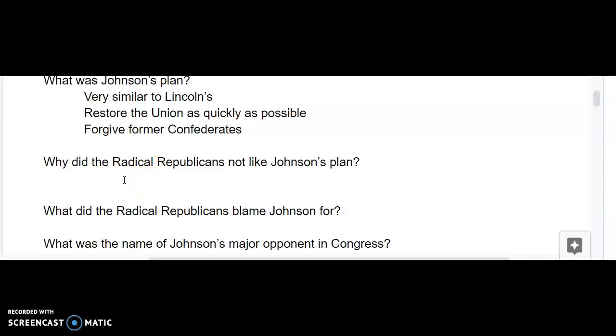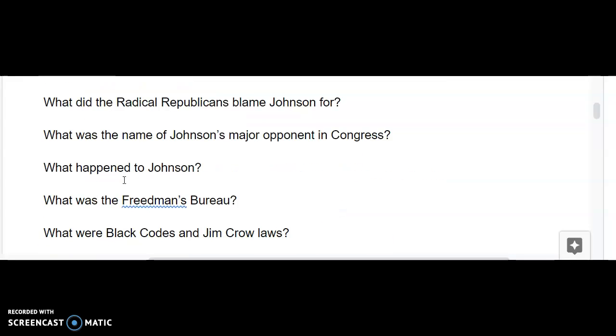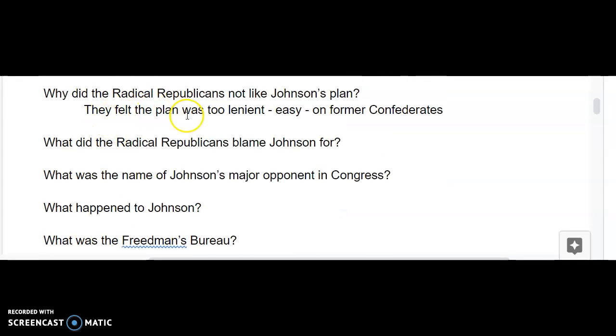Okay? So the radical Republicans did not like Johnson's plan because they felt the plan was too lenient or easy on former Confederates. I mean, you can kind of put yourself in their shoes. They just fought a 4-year war against the Confederacy, and now we're just going to let them rejoin like it's no big deal. Very interesting, and you can see why they will not like Lincoln and Johnson's plans. They think it is way too easy for a group of people that were just at war and were so insistent on slavery.